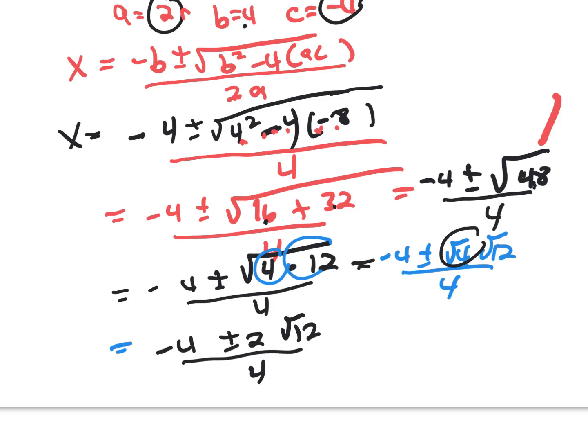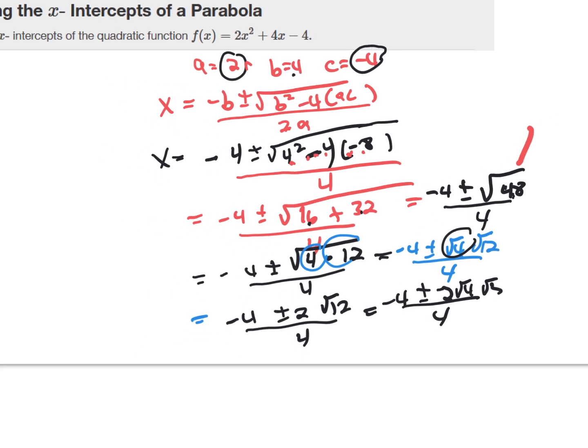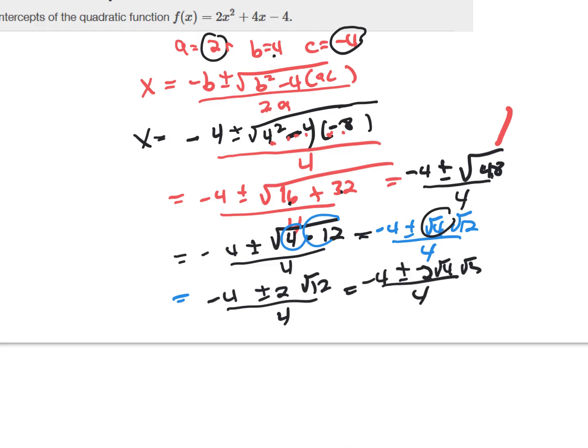Now, what do I mean I could have done it better? The 12 can be broken down into 2 numbers, 4 times 3. So I'm going to continue this and do the same thing. Negative 4 plus or minus a 2 times the square root of 4 times the square root of 3. Still divided by 4. The fun just never ends. Okay. That turns into equals to still the negative 4 plus or minus 2 times what?